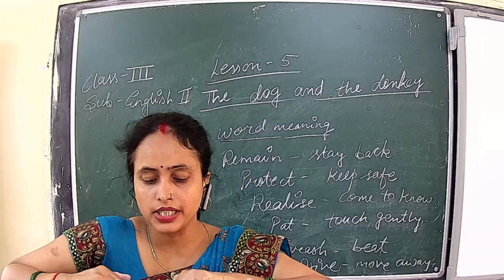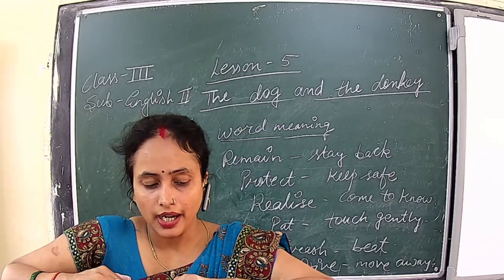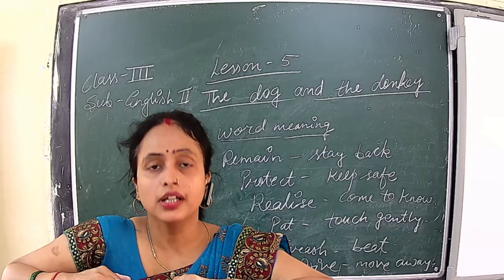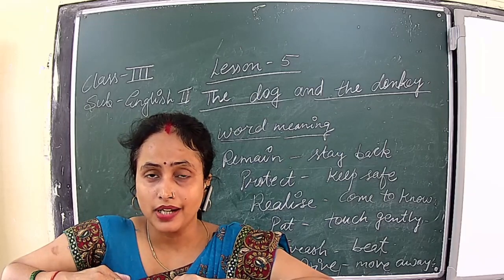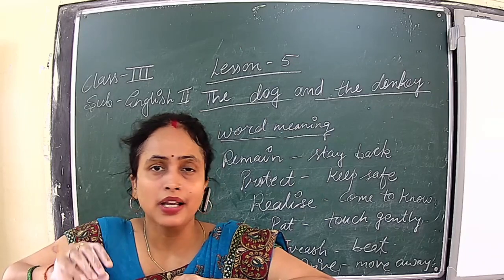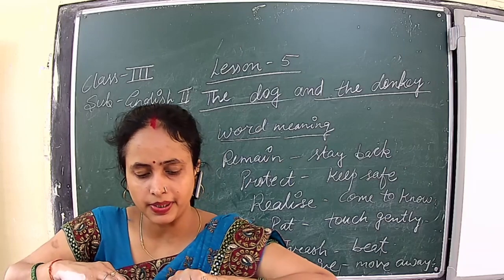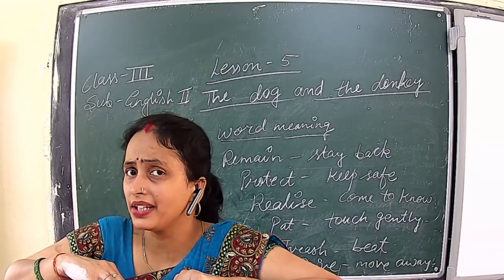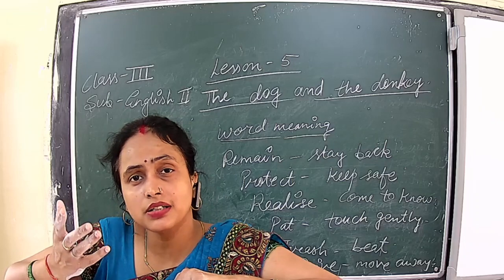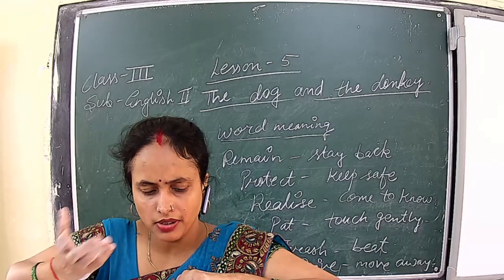In a happy mood, the donkey started braying again, and he was very happy. He continued braying. And what happened? The master got up hearing the donkey braying. What is going on?